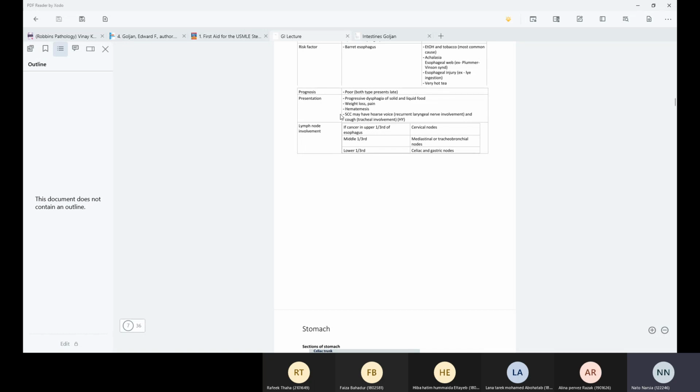And as for esophageal squamous cell carcinoma and adenocarcinoma, both you should know. But when we are talking about hoarse voice and cough, it is definitely squamous cell carcinoma, and you will find it in the upper part of the esophagus. Okay, that is the exception here. Lymph node involvement, you just memorize this: upper part metastasizes to cervical nodes, middle and lower to mediastinal, and celiac and gastric nodes. That is the location of metastasis, and that is important.